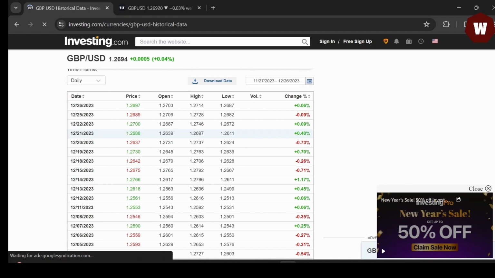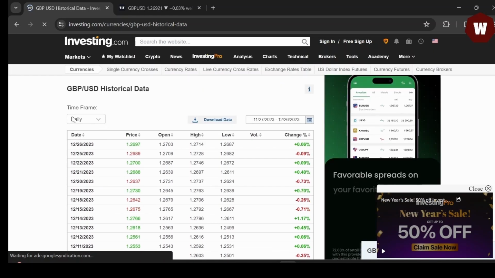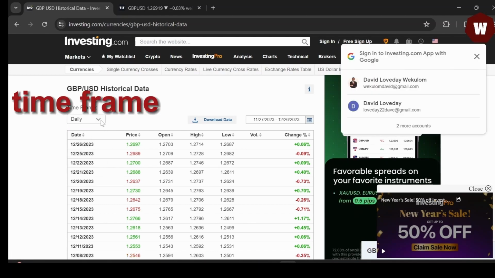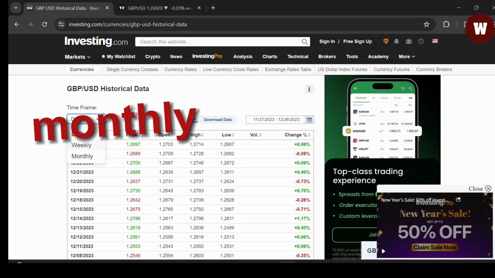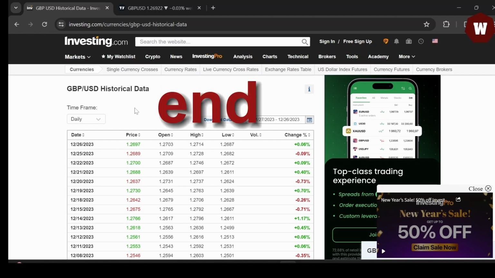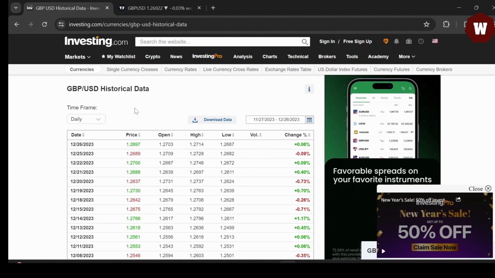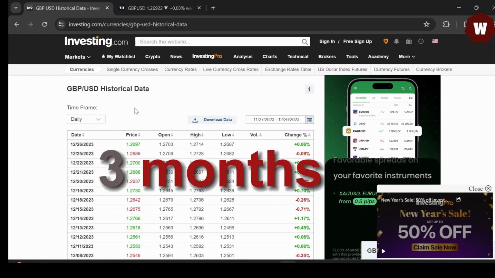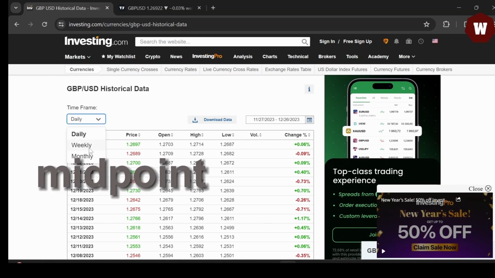When you come here, if you are a day trader, you will check this time frame region and pick the daily time frame. If you are a swing trader, you will most likely be using the weekly or the monthly data, depending on how long you want your trade to be. If you are the kind that places a trade at the beginning of the month and closes it towards the end of the month, then the weekly data will be fine for you. If you're a longer term trader, maybe someone who likes to keep his trade from 21 days up to 3 months, then you will be using the monthly data for your calculation. But let me just use the midpoint, which is the weekly.